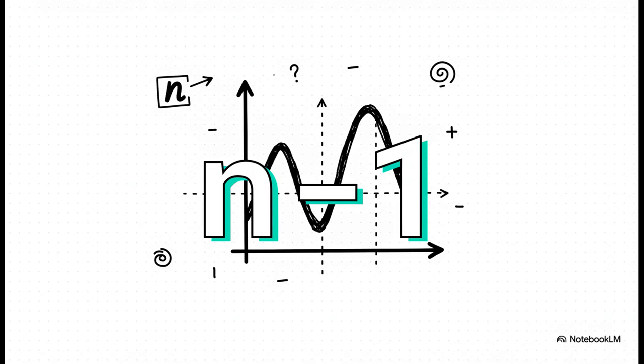So if you have a polynomial of degree 4, it can have at most 3 turns. A polynomial of degree 5 can have at most 4 turns. It just shows you how beautifully all these clues are connected to each other.